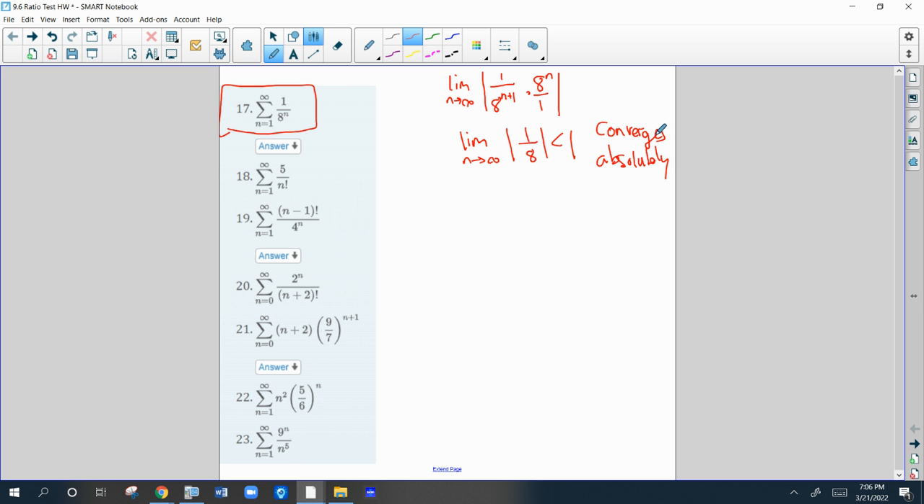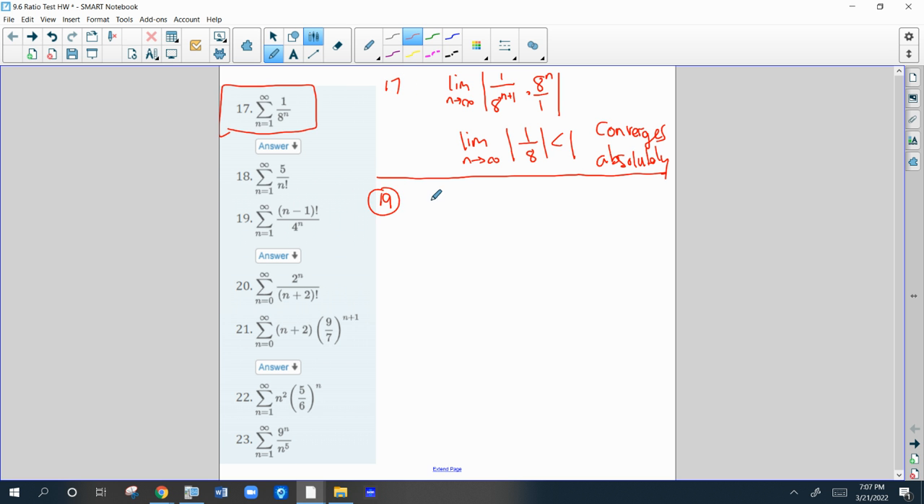And then, you may look at it and say, well, I knew that right away because it's a geometric series. It's 1 over 8 to the n. And you're correct. If it didn't tell us to do the ratio test, I would have just concluded right away this converges. It's a geometric series. But we're practicing this ratio test, so we'll stick with that. Let's go to number 19.